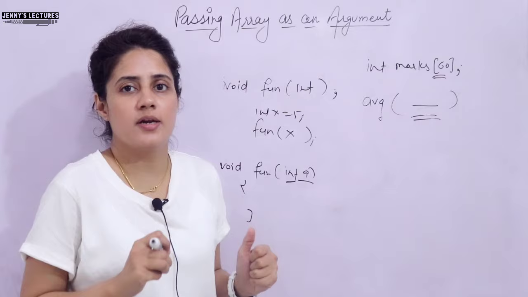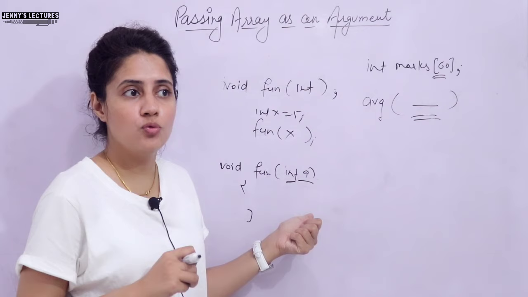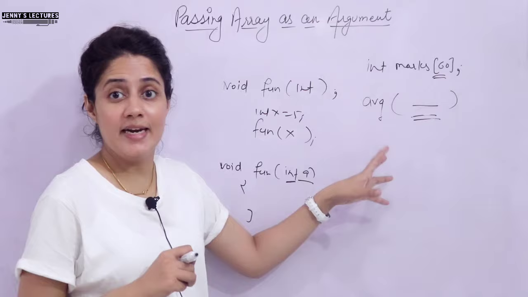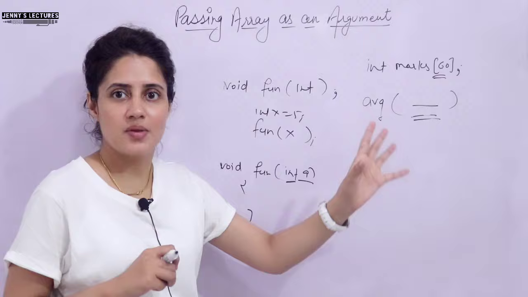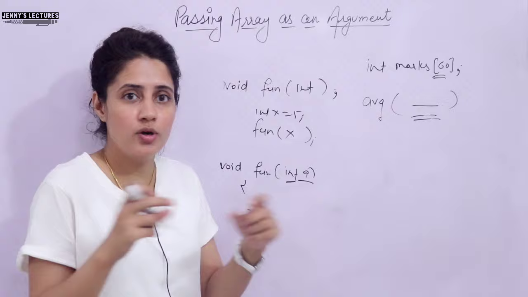This is also useful when you want to pass a string to a function. That is one great application of passing an array as an argument, which we'll discuss in the next video: how to pass a string as an argument, like a complete name. That is a character array only. The string is nothing but a character array. Your name, like Jayanti Khatri, is a character array, or you can say a string.